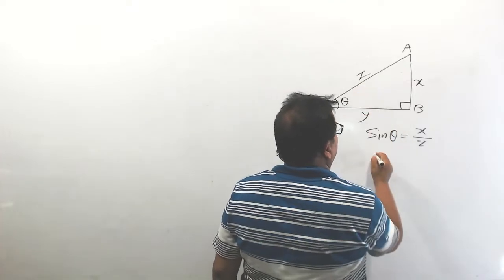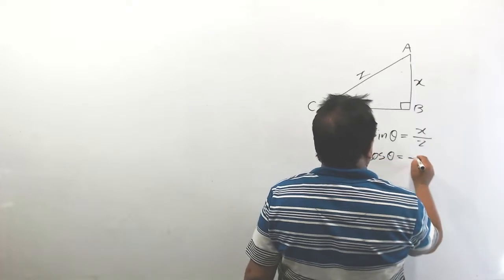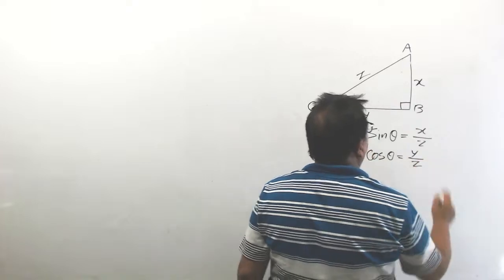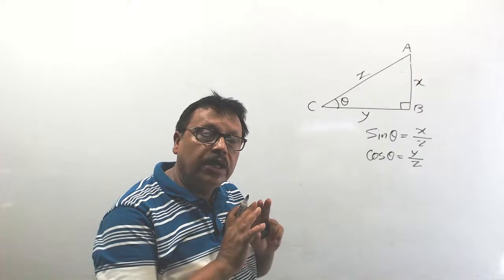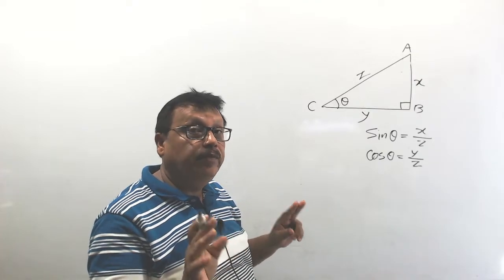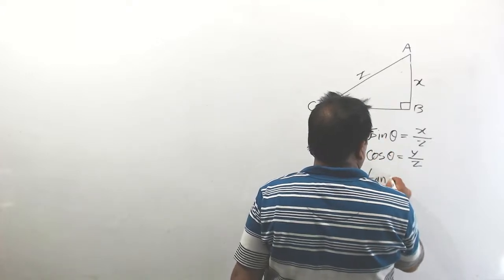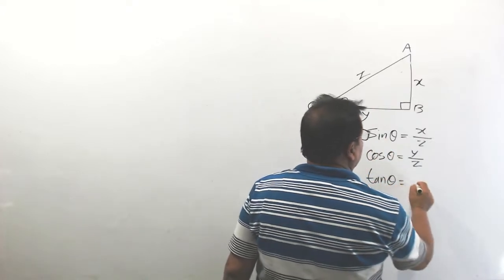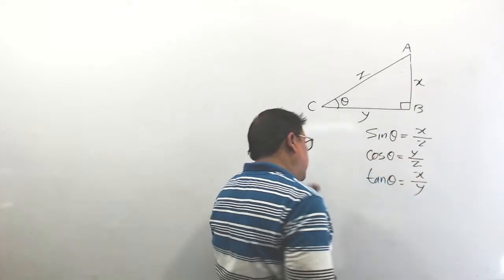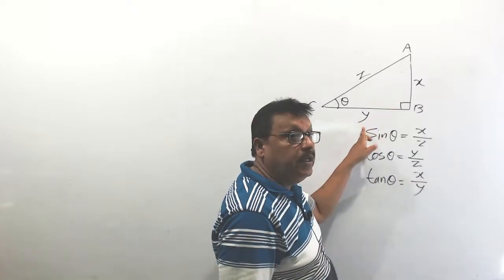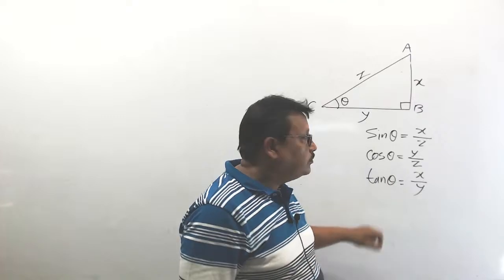Base by hypotenuse is called cos with respect to the angle theta. That means y by z. This you will remember. Don't go for any trick, you may fall in problem. Sine, cos and tan. Tan theta is another ratio. What is that? Height by base. The ratio of height and base is called tangent. That means tan theta equals x by y.